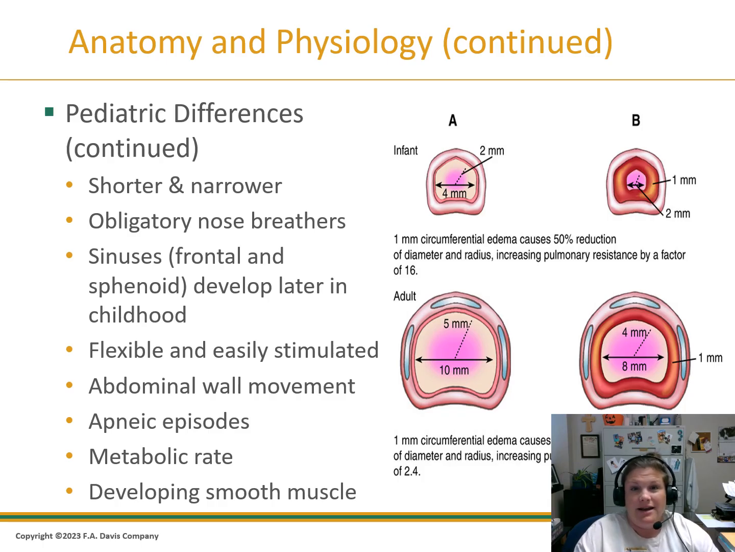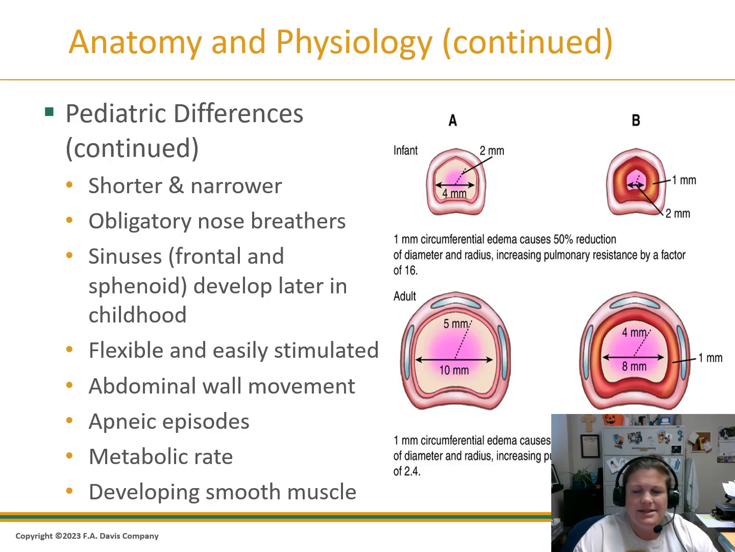So when that airway experiences any kind of obstruction, inflammation being the primary one, it can drastically reduce that airway. This image shows you that if you have 1 millimeter of circumferential edema or swelling around that airway, then it has just reduced the diameter, the opening of that airway, by 50%. Whereas when it's an adult with that same amount of edema or swelling, it's not creating that great of a reduction of diameter or radius and increased pulmonary resistance, because they had a lot more area to begin with.